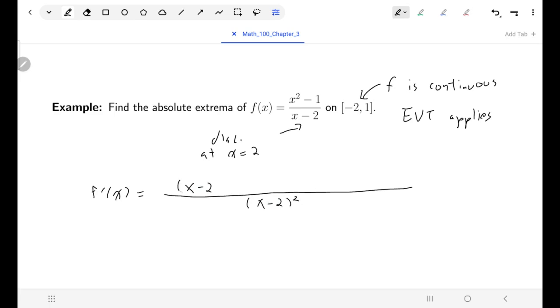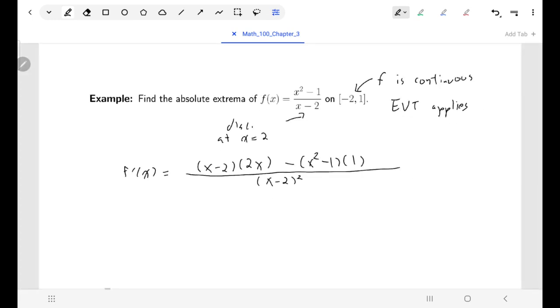I'm starting off here doing my quotient rule since f is a quotient. So bottom times derivative of the top, minus the top as it is, times derivative of the bottom. And if I were to clean that up a little bit, I would have x times 2x. I'd have 2x squared minus an x squared, which is 1x squared.